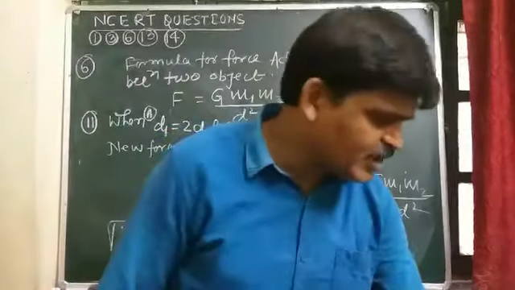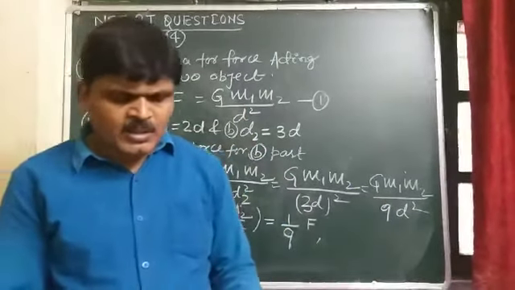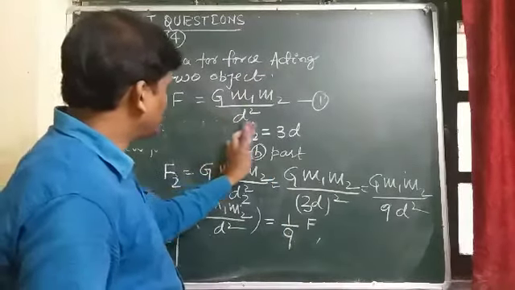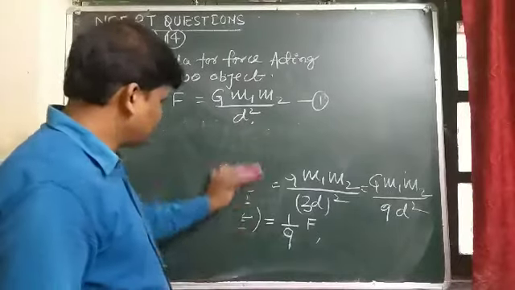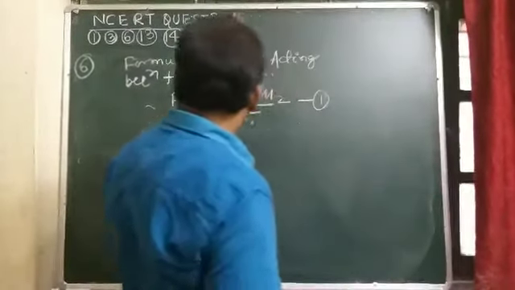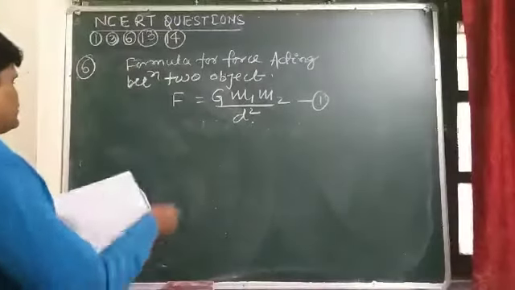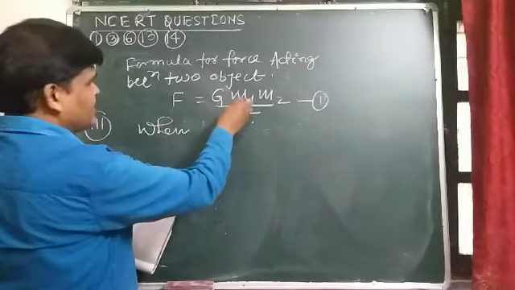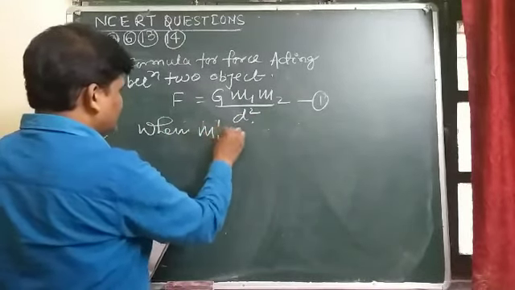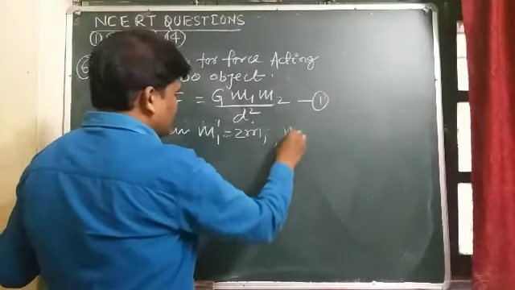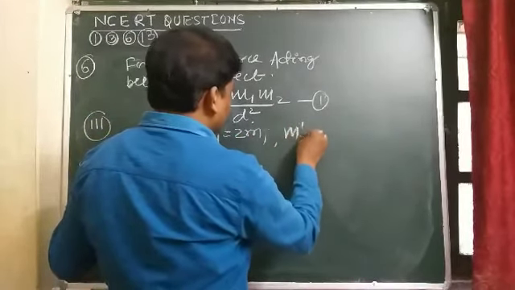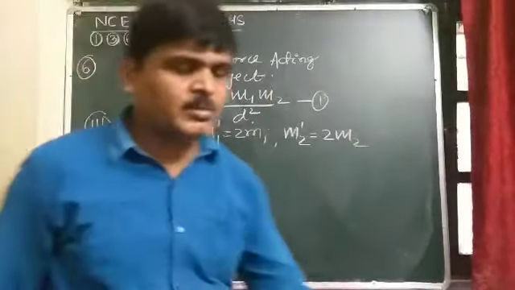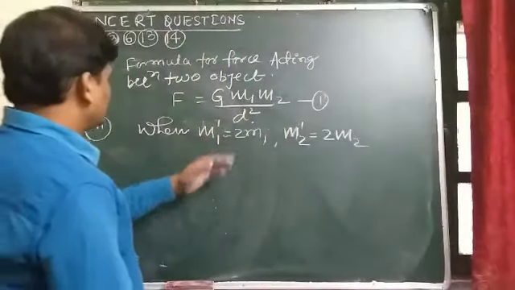And students, the last part of this question: the masses of both objects are doubled, and the distance remains the same. So the fourth part, that is the third part of question number 6. The masses M1 and M2: M1 dash is 2 M1, both masses doubled, and M2 dash is also 2 M2. The masses of both objects become doubled.